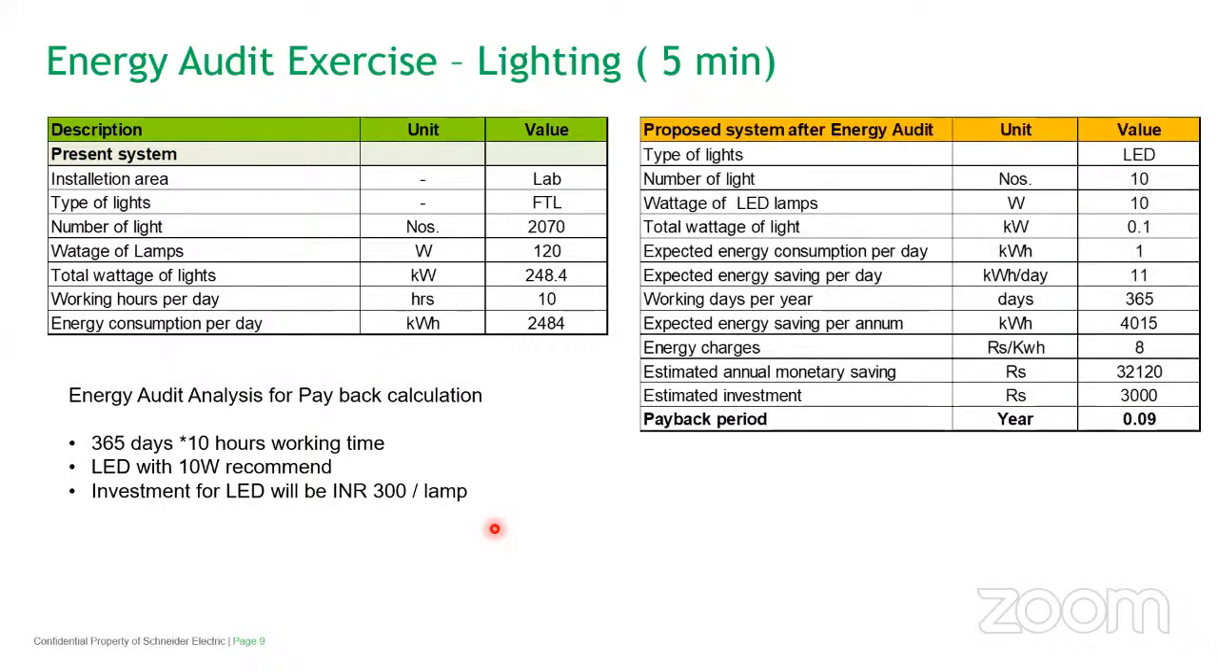We can see the quantity of lights is 10, the wattage is 10. Then the total wattage will be in kilowatt here. You can see the reduction in terms of savings is almost 11 kilowatt per day, and the working period is 365 days. Energy savings per month is almost 4,000 units, and if the energy charge is 8 rupees, the monetary benefit is 32,120. The investment, at the rate of 300 rupees, for 10 lamps will be 3,000 rupees. So the total payback will be almost a 1 month period.